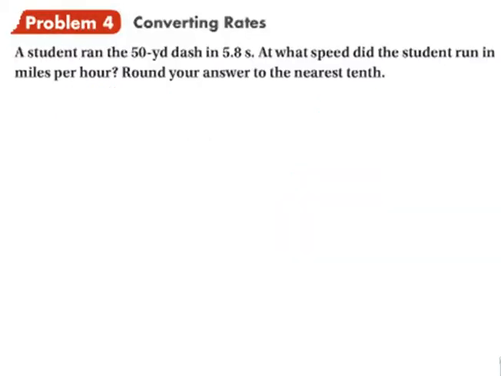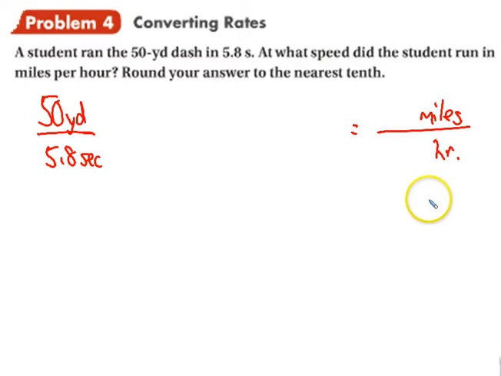Okay, last one. This is converting rates. So now what we're doing is we're doing 2 units at the same time. Okay, so look what it says. A student ran the 50-yard dash in 5.8 seconds. So that's 50 yards in 5.8 seconds. And what we want to turn it into is how many miles per hour that is. Okay, so we have 2 things to change. We have yards to change into miles, and we have seconds to change into hours.